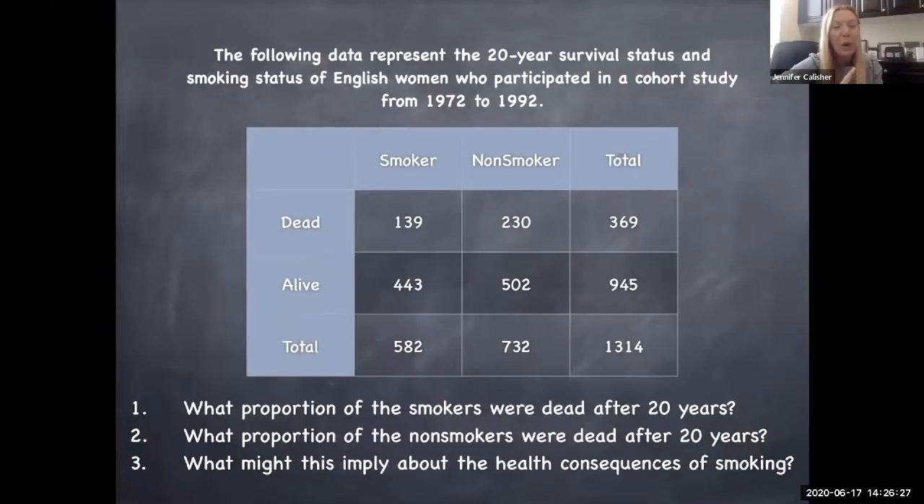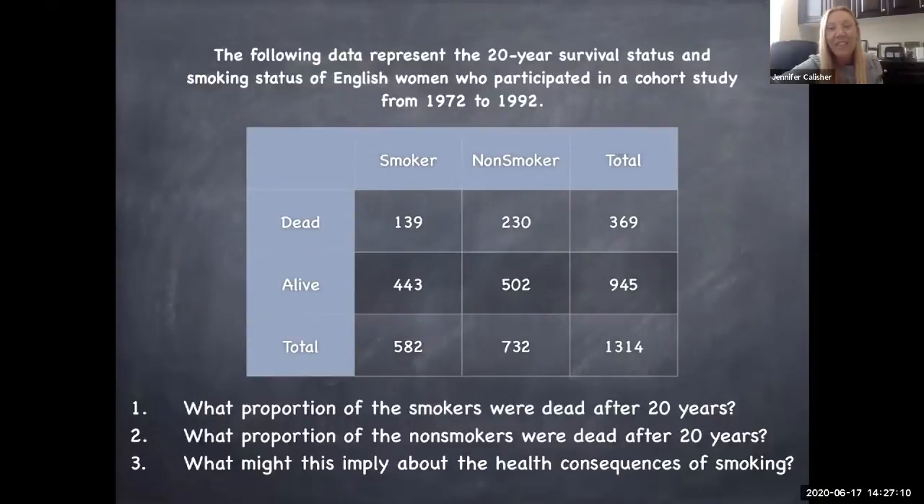So number 2, what proportion of the non-smokers had passed away after 20 years? First, what number of non-smokers had passed away? So just the number of non-smokers. Alyssa? I can't hear you. Say that again, Alyssa. Okay, there you are. What number of non-smokers had passed away after 20 years? Okay, maybe she froze, so I'll help her out. 230. Do we all agree?